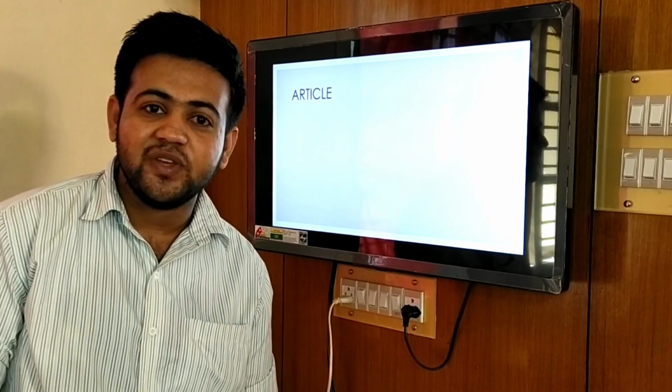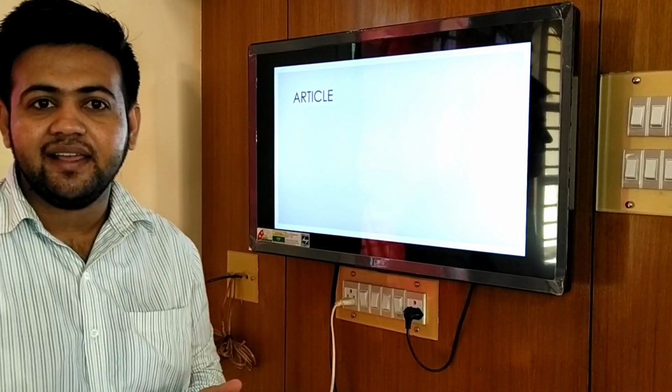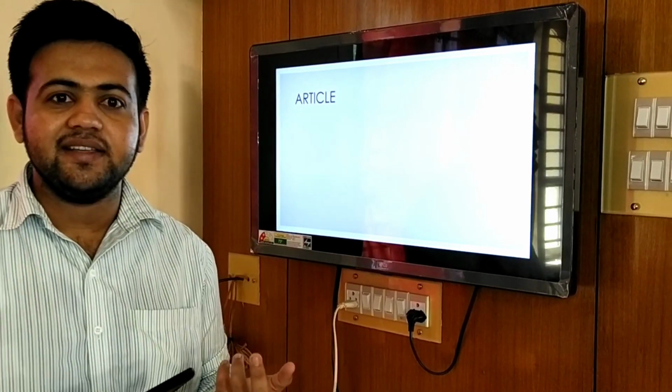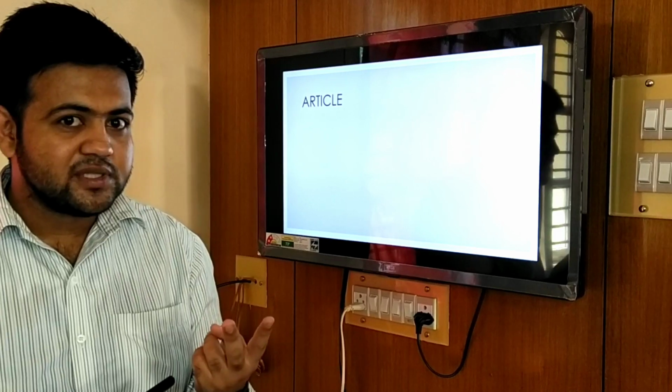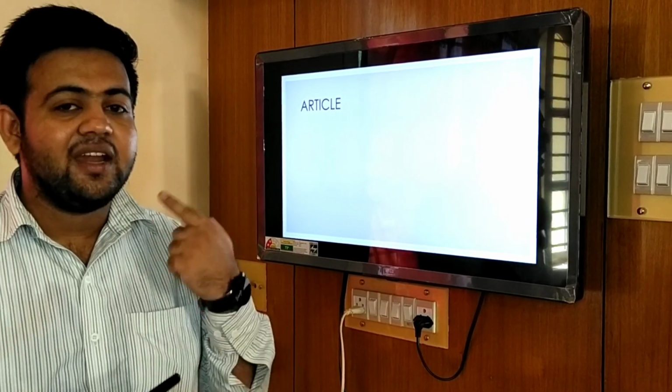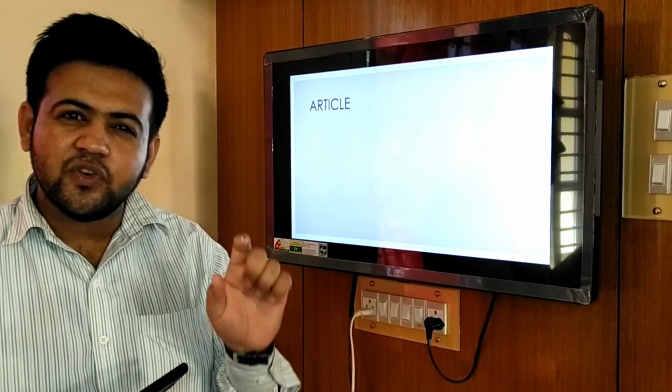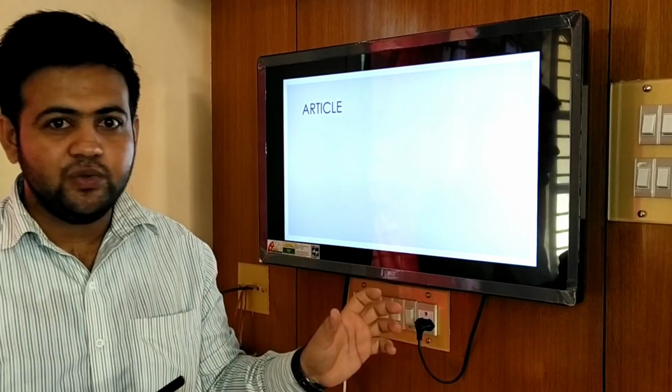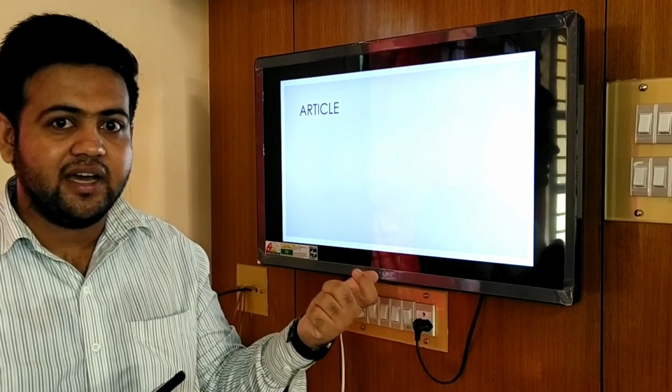And last week we discussed the article, right? We discussed that article is divided into two groups. The one is the definite group, where we learn about the article we use for a specific, particular use.